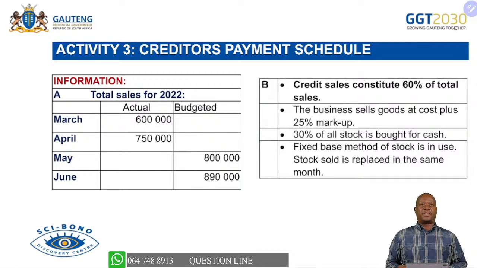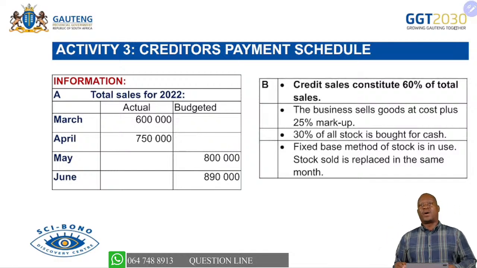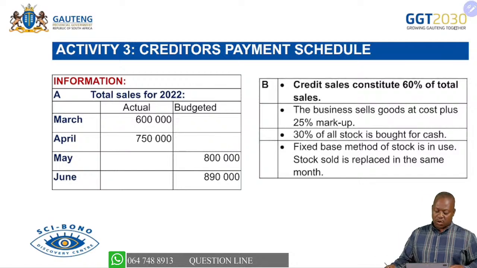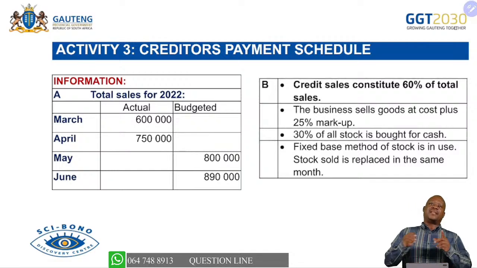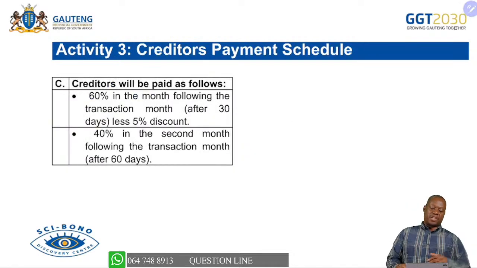There is the statement. A fixed base method of stock is in use. Stock is replaced in the same month. Remember what I said. When a fixed stock base is being used, it means opening stock equals closing stock. When opening stock is equal to closing stock, what it simply means is purchases equals cost of sales. And stock is replaced in the month of sale, which means there is a relationship between our cost of sales and our sales. So we can easily find the cost of sales by using the sales figure. Very important.